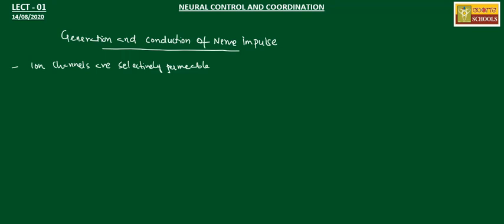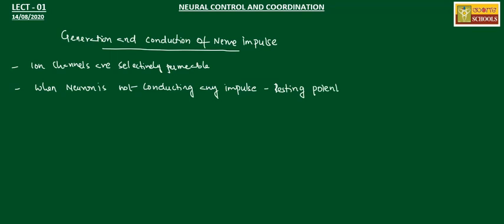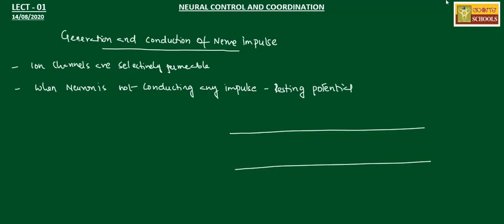Now, let us say that when the neuron is not conducting any impulse, that is what we call a resting potential. It is at rest, so at resting condition the potential it has is the resting potential. When the neuron is not conducting any impulse, we call it a resting state. Now let us see how this axon is at resting condition. I'll take the inside.